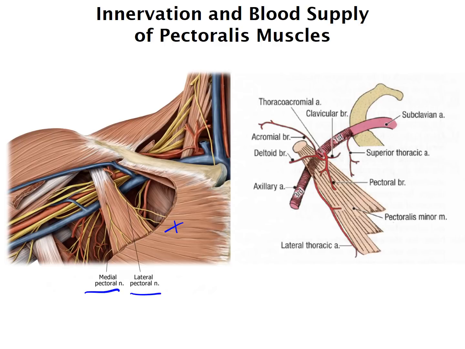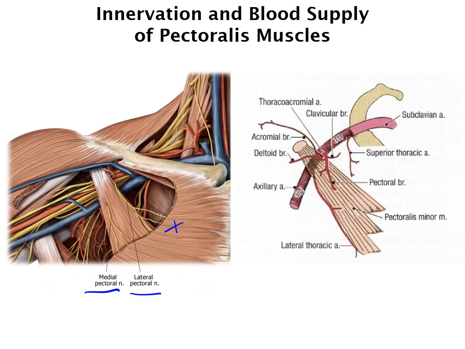Let me also point out that the labeling of these nerves is not a typo. The medial pectoral nerve is in fact more lateral than the lateral pectoral nerve. So why this nomenclature? We'll recognize that the medial pectoral nerve originates from the medial cord of the brachial plexus, and the lateral pectoral nerve originates from the lateral cord of the brachial plexus. So these nerves are not named according to their relationship to one another, but rather are named according to their origin.